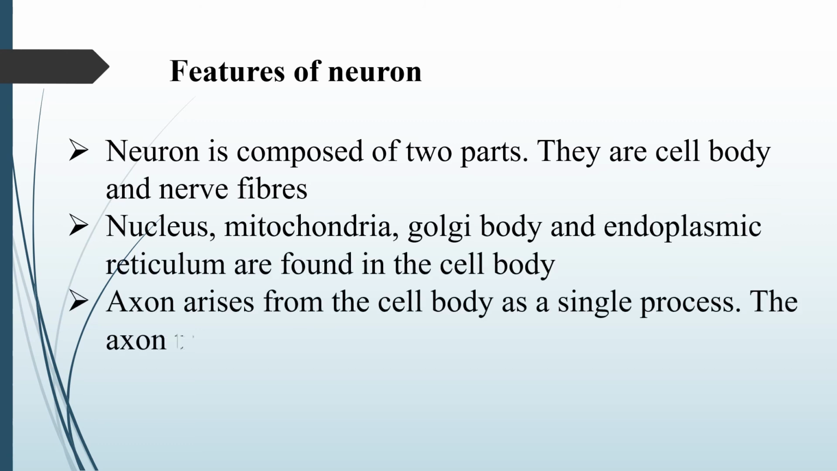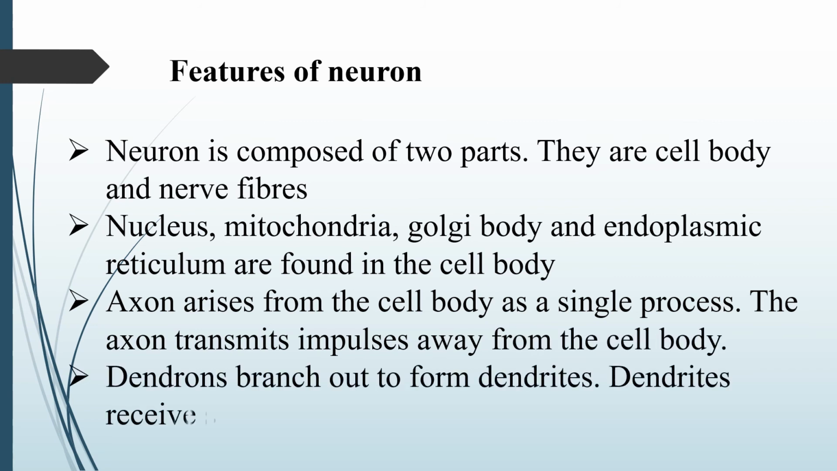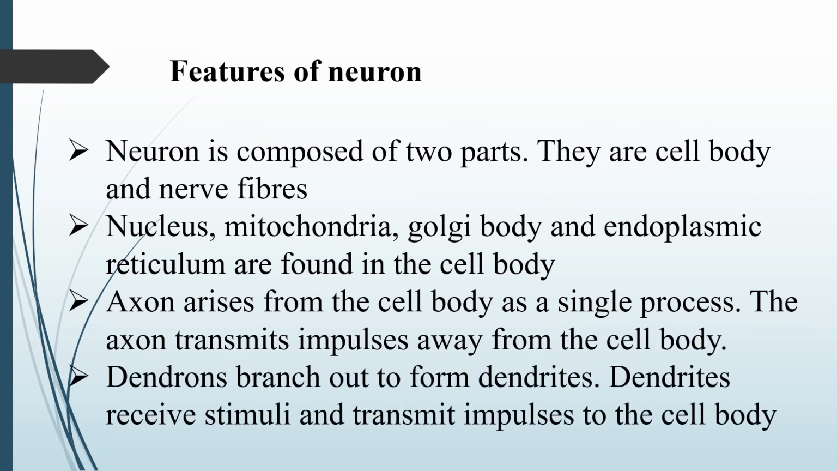Nucleus, mitochondria, Golgi body and endoplasmic reticulum are found in the cell body. The axon arises from the cell body as a single process. The axon transmits impulses away from the cell body. Dendrons branch out to form dendrites. Dendrites receive stimuli and transmit impulses to the cell body.